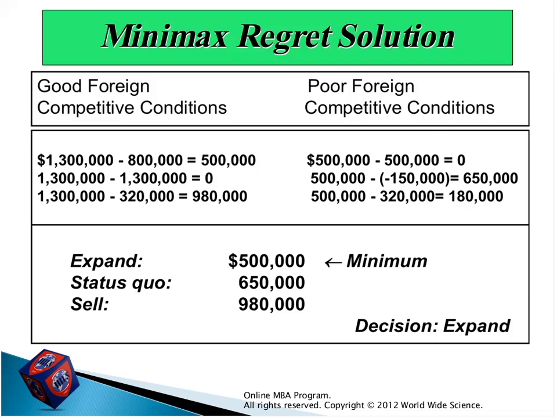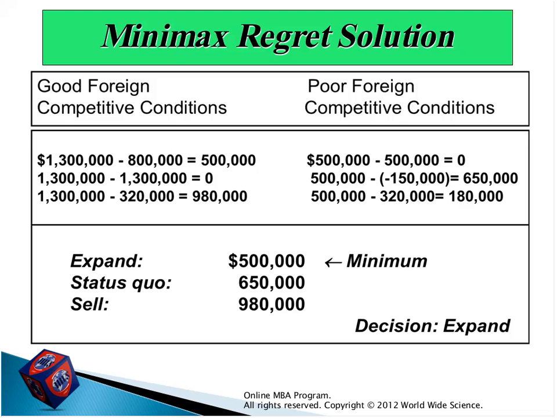Okay. Now, by use of this method, for each decision, we have new numbers, we have new results, or new payoffs. For example, for expand, 500,000 and 0 are new payoffs. For maintain, 0 and 650,000 are new payoffs. And for sell, 980,000 and 180,000 are new results.